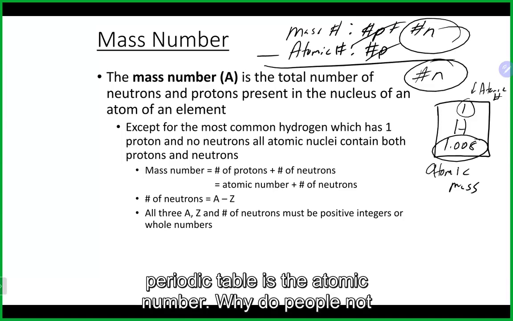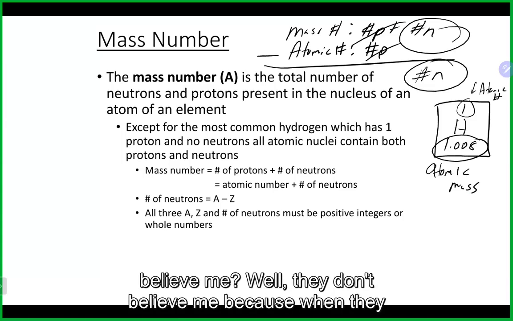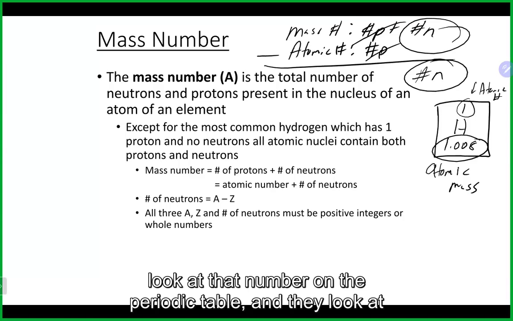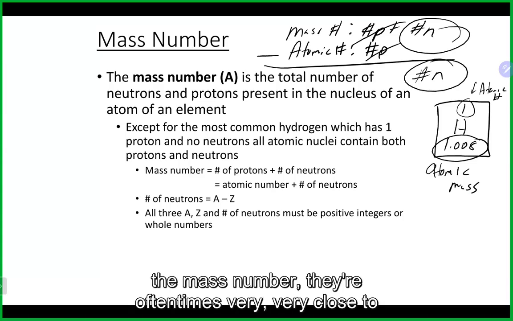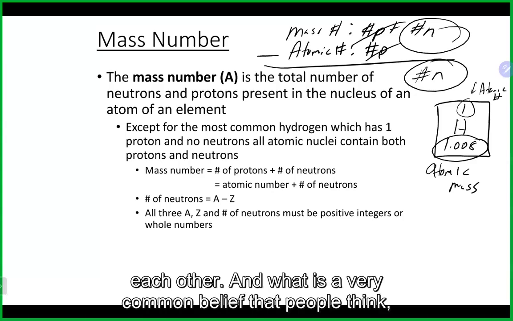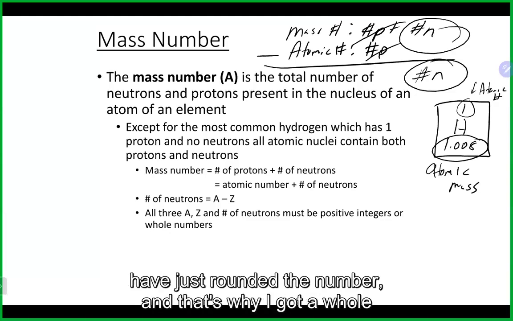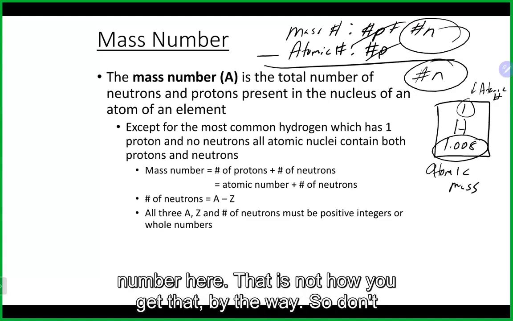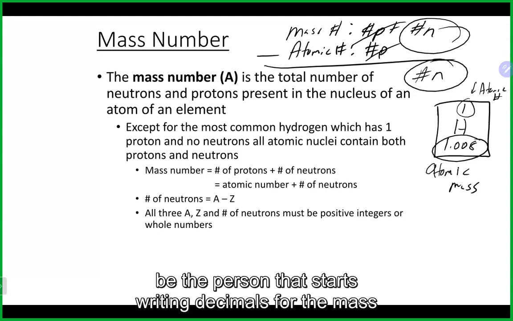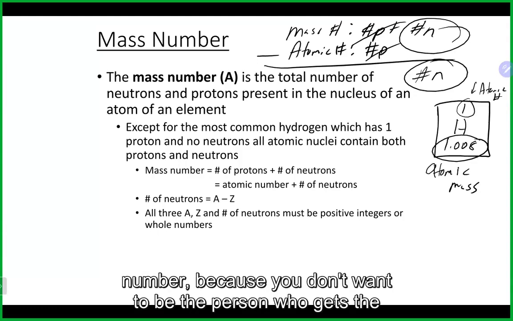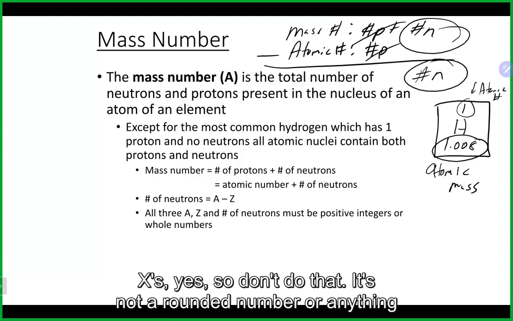Why do people not believe me? Well, they don't believe me because when they look at that number on the periodic table and they look at the mass number, they're oftentimes very, very close to each other. And a very common belief that people think, which is incorrect, by the way, is they must have just rounded the number, and that's why I got a whole number here. That is not how you get that. So don't be the person that starts writing decimals for the mass number, because you don't want to be the person who gets the X's. It's not a rounded number or anything like that.